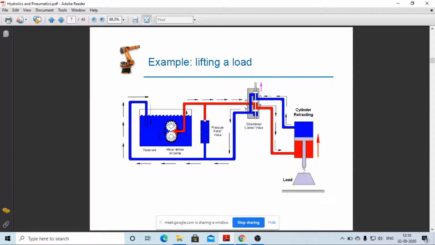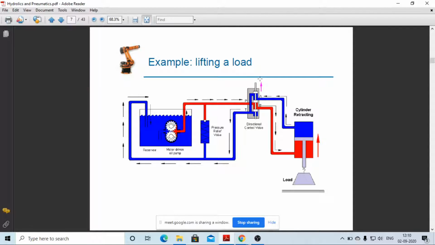In the directional control valve, in this position P is connected to B, and hence the lower side of the piston has a higher pressure compared to the upper side, and hence it will move upward. But this is the simple functioning where you manually operate the DCV, directional control valve.